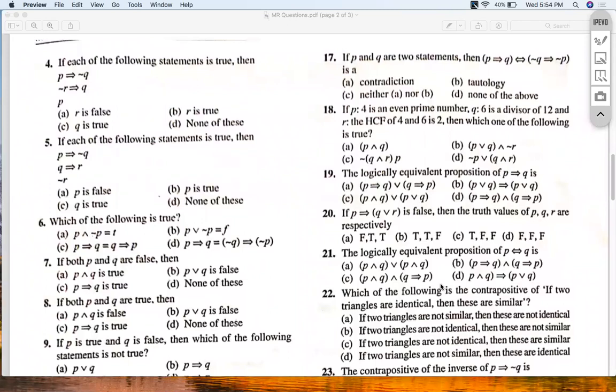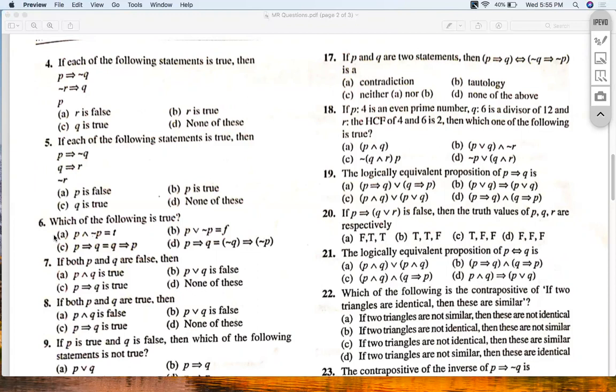Fourth one. Which of the following statements is true? If each of the following statements is true, then what have they written here? Some mistake is there. Some printing mistakes, it seems. Wait, sir, I don't know. P means not Q. Okay. I didn't even get that. So just leave these two. I think some printing mistake. Let's go to the sixth one.